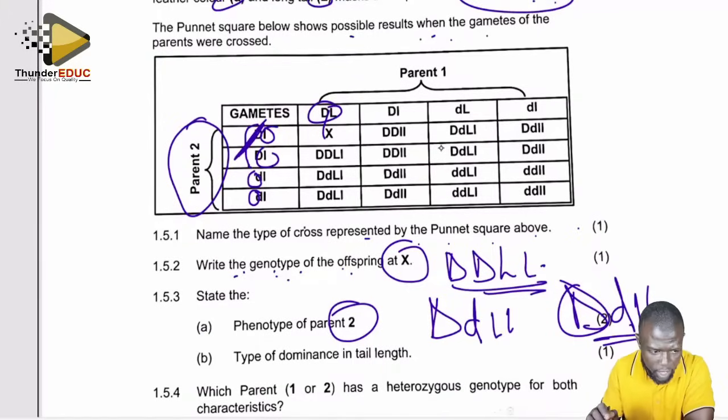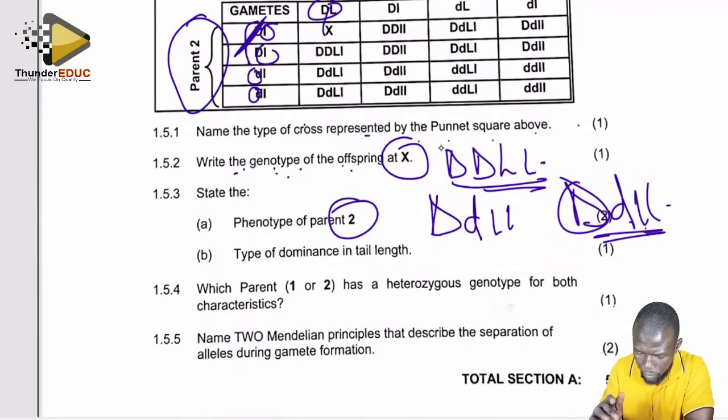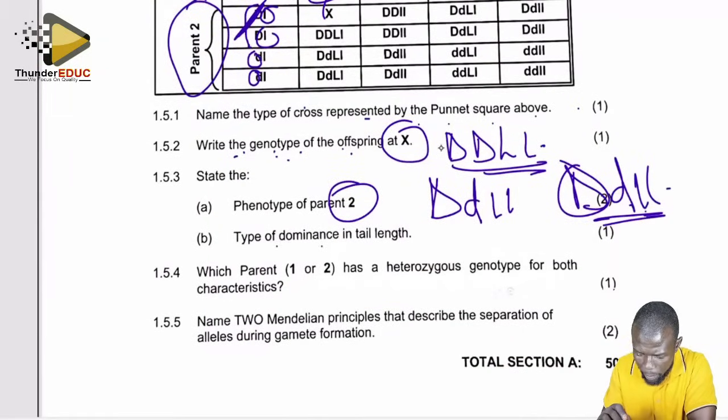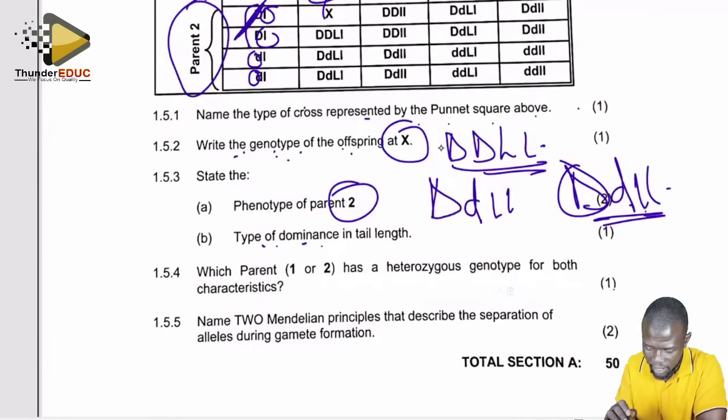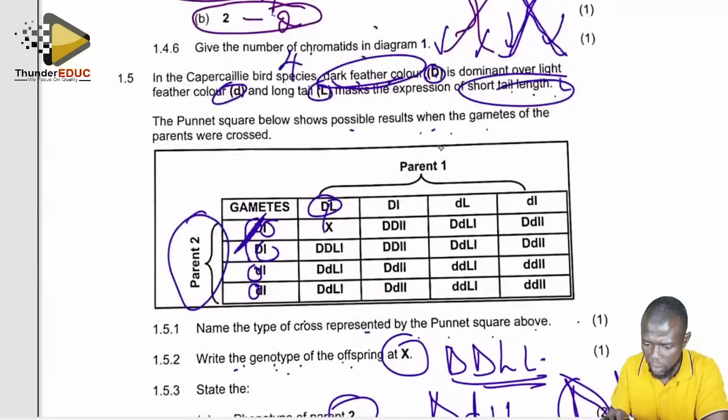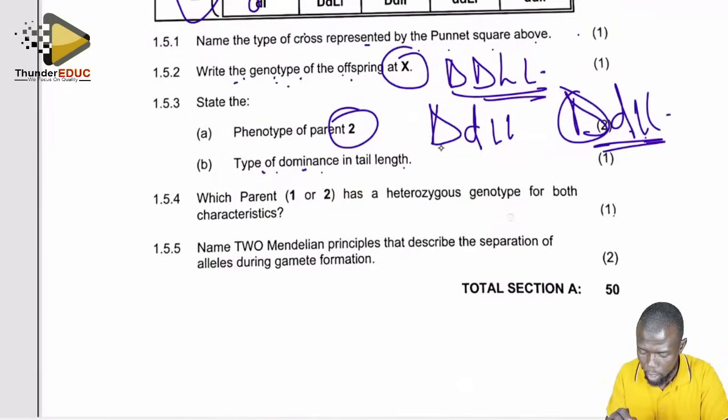Then they are saying the type of dominance in tail length. Tail length. Where's tail length? One is completely dominant over the other. So it means that is complete dominance. So there I'll go with complete dominance.